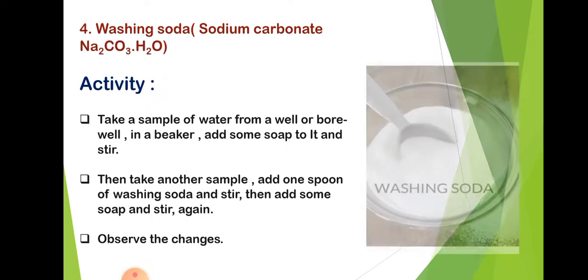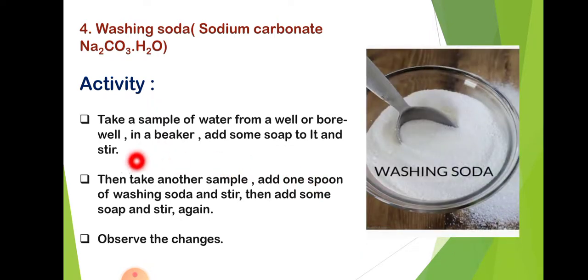So here one activity is given. You have to take a sample of water from a well or a bore well in a beaker. So take some water in the beaker, add some soap to it and stir. What do we have to add? Add soap. Do not add washing soda, add soap. Then we have to take another sample, add washing soda over here, stir it, and observe the changes.